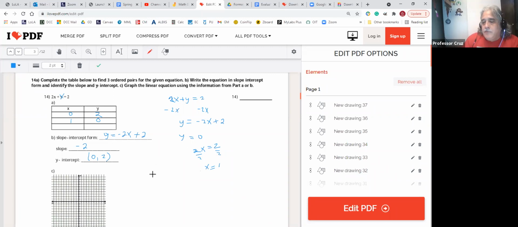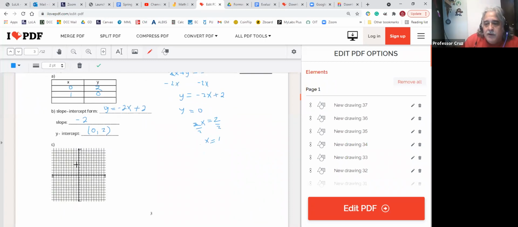All right, so now let's try to find another point. Now let's put these on here. So (0, 2) is right there. That's the (0, 2). X, no movement, 2 up. (1, 0) is right there.